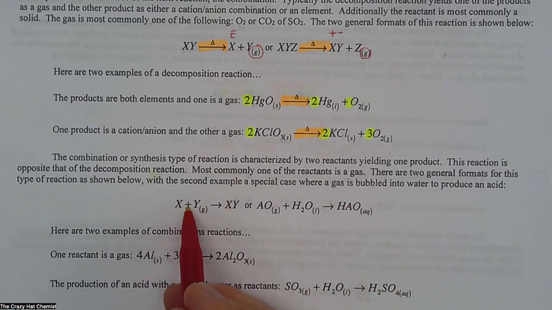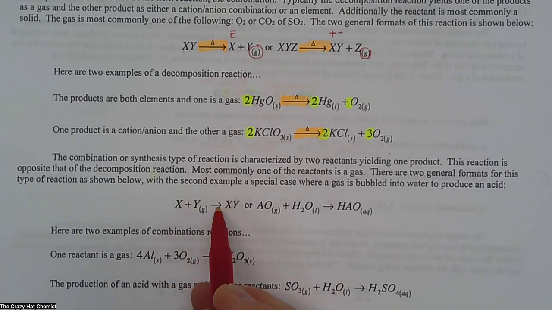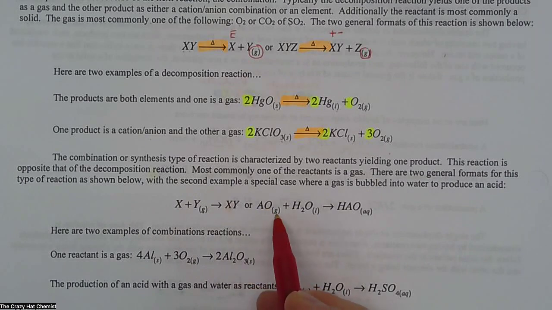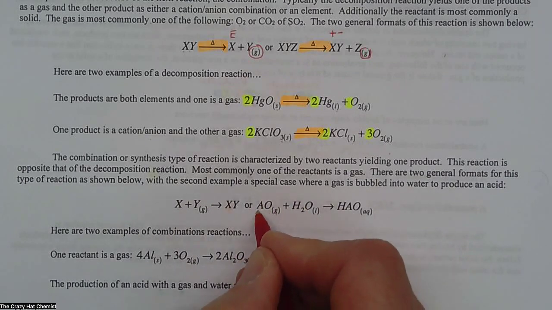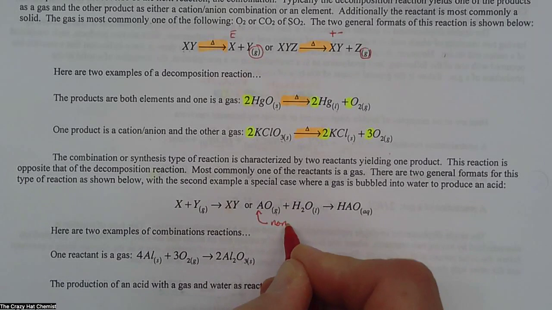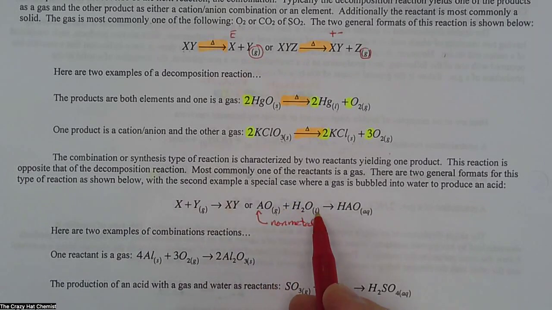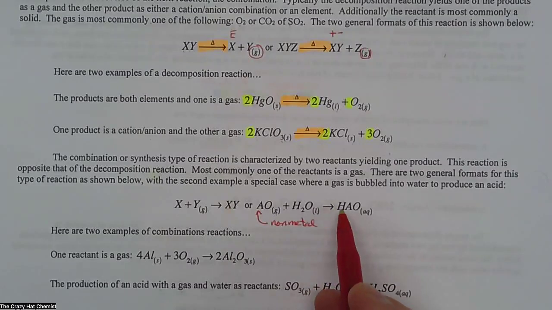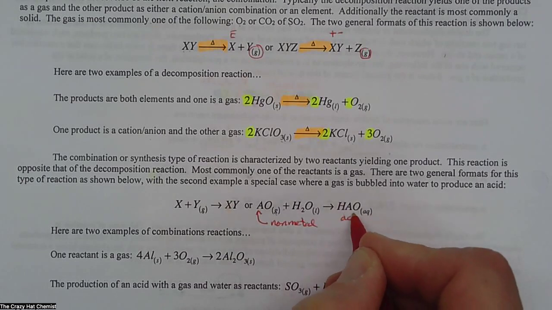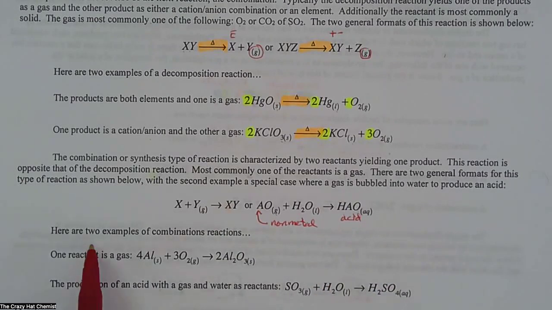So we have X plus Y, where Y is a gas, yields XY. Or we have AO, that's a gas, most commonly a non-metal oxide, plus water, and that gives HAO, and this is an acid. Okay, here are two examples of combination reactions.